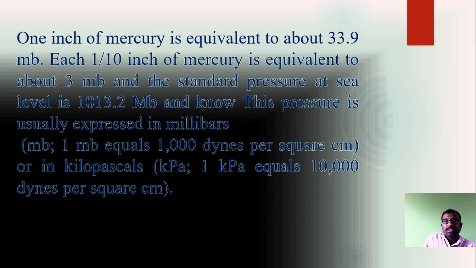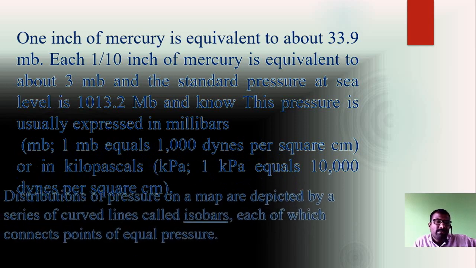One inch of mercury is equivalent to 33.9 millibars. One millibar equals 1000 dynes per square centimeter, and one kilopascal equals 10,000 dynes per square centimeter. These are the measurements of atmospheric pressure.